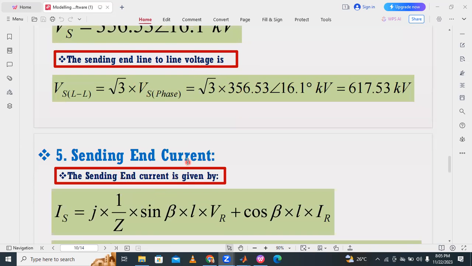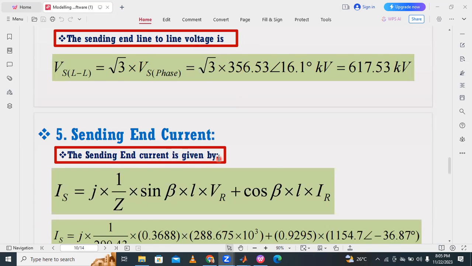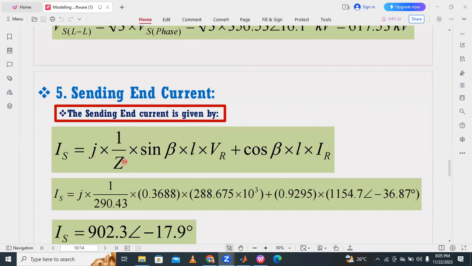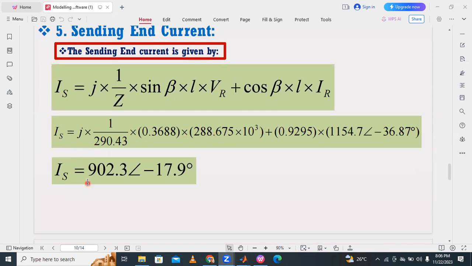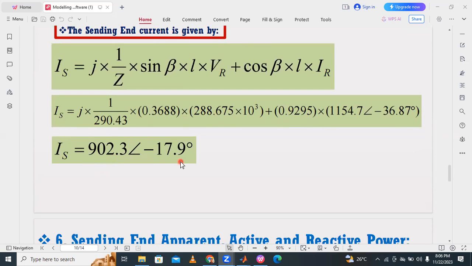The next is the sending end current. The sending end current is given by the formula IS is equal to j into 1 by ZC into sin beta L into VR plus cos beta L into IR. Then IS is equal to j into 1 by Z, where Z is the characteristic impedance 290.43, and sin beta L is 0.3688 and VR is 288.675 into 10 to the power 3, plus cos beta L is 0.9295 into IR, which is 1154.7 at an angle of minus 36.87. By simplifying, the sending end current is equal to 902.3 at an angle of minus 17.9 degrees. This is called sending end side current.